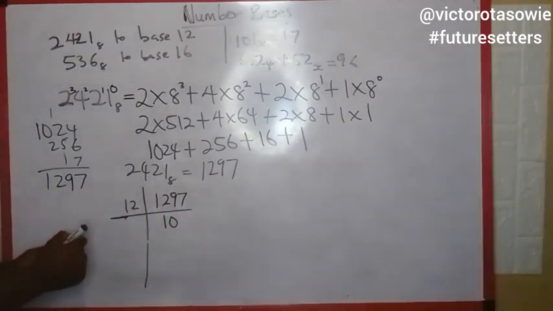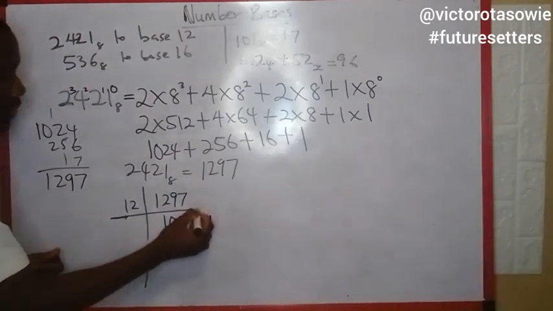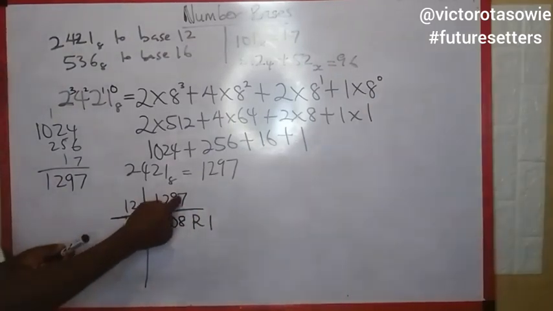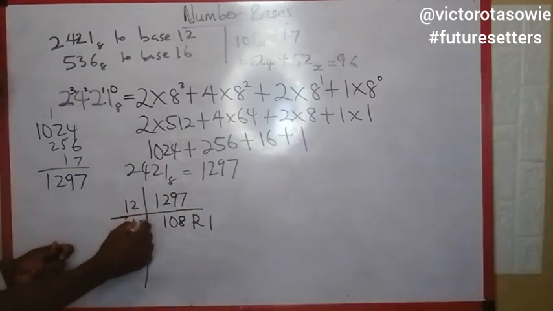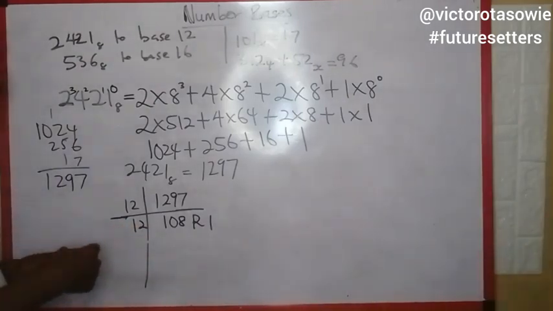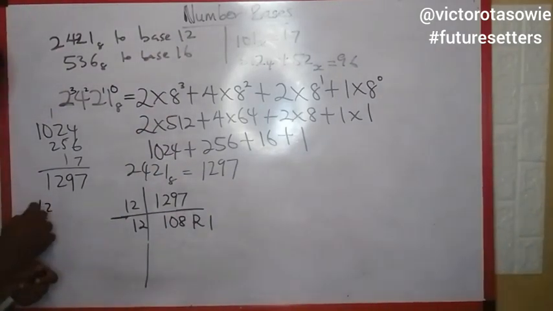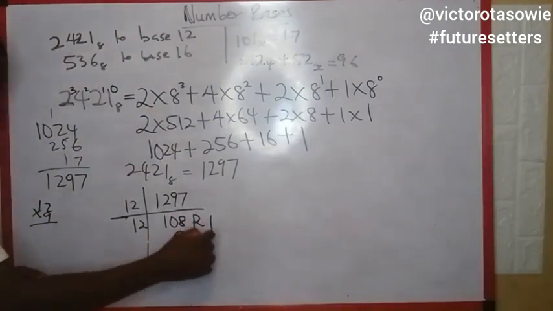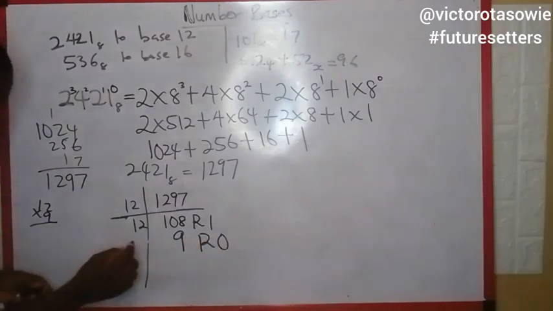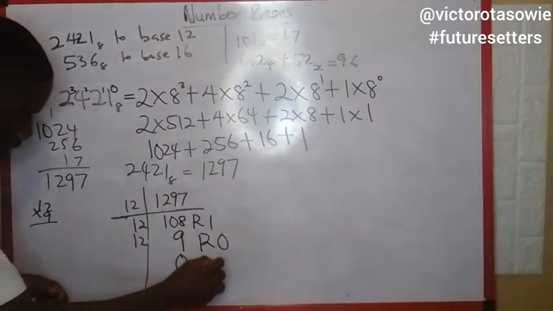We know that 12 times 8 is 96. Remainder 1, because it's 97 and something is remaining there. Then the next step, divide through by 8. 12 into 108, let's check. 12 times 9 will give us 108, remainder 0. Then 12 into 9 is 0, remainder 9.